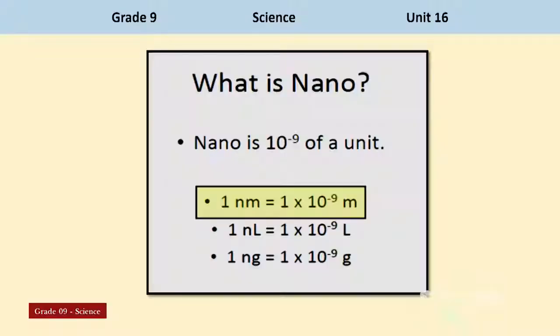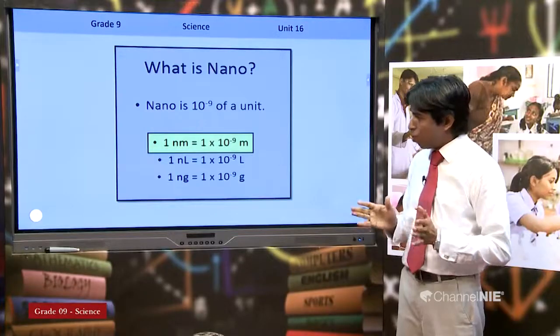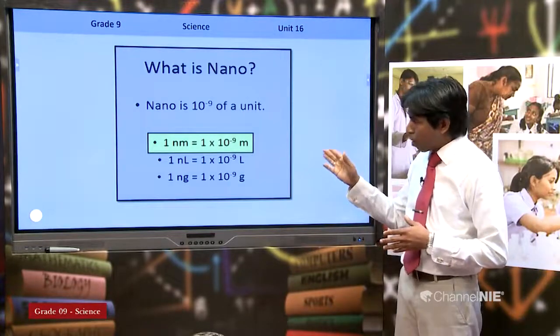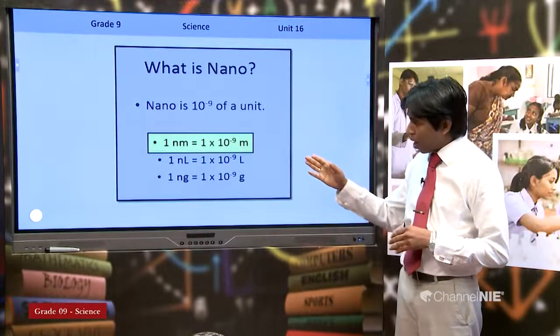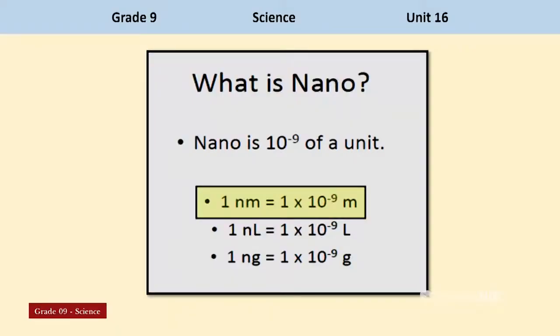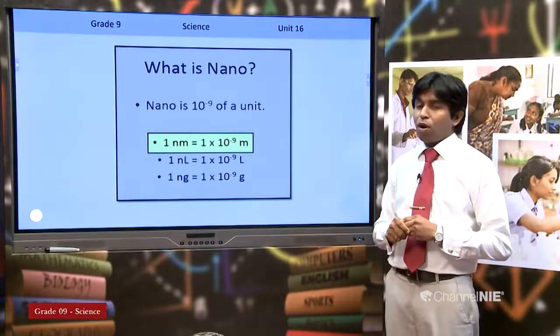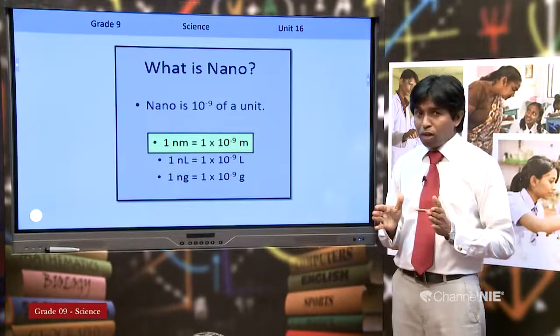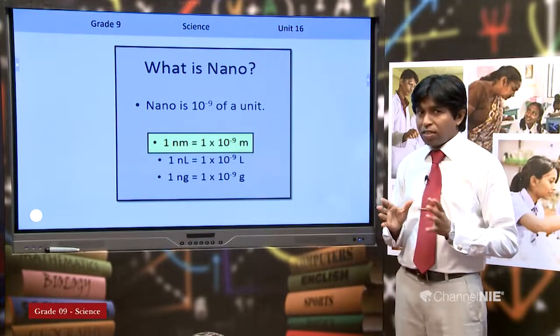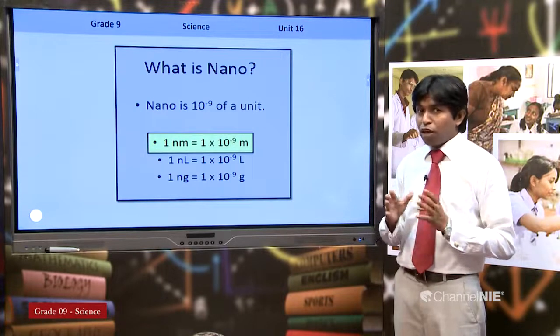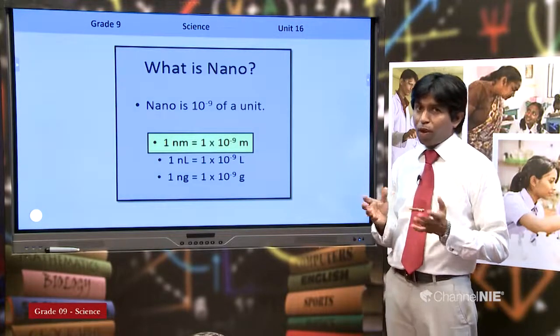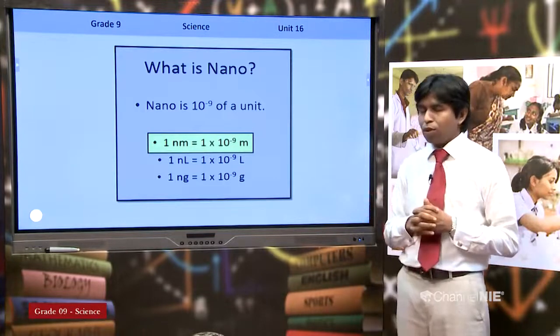So, let us see what is nano. Nano is 1 into 10 to the power minus 9 of a unit. So, 1 nanometer is equal to 1 into 10 to the power minus 9 meters. If you take 1 nanoliter, it is equal to 1 into 10 to the power minus 9 liters. 1 nanogram is equal to 1 into 10 to the power minus 9 gram. So, nano is not visible to our naked eye. Our naked eye is sensitive to centimeter or micrometer scale, even we are not sensitive. So, we use microscope. Therefore, nano is not visible to our naked eye.